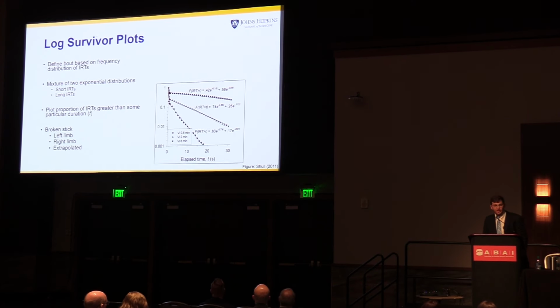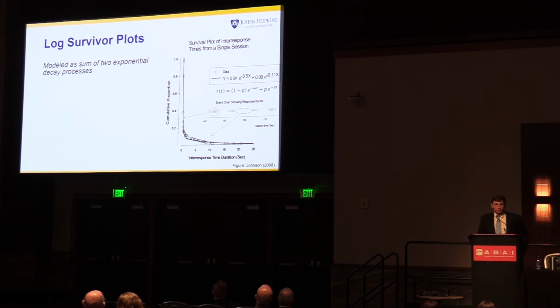So different operations are going to affect the shape of these log survivor plots in different ways. For example, transitioning from a very dense schedule of reinforcement, like a VI 30-second schedule, to a relatively lean schedule of reinforcement, like a VI 8 schedule, is going to decrease the slope of this right limb. It's going to decrease our bout initiation rates. Another way to think about that, it's going to increase the duration of pauses in between bouts of activity.